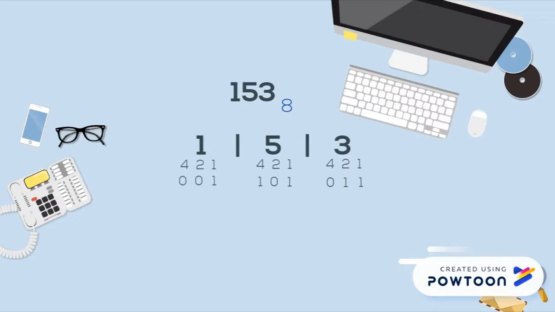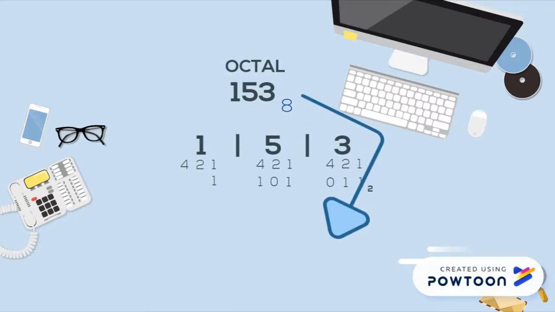Now disregard the first two zeros in the result since binary numbers have to start with 1. Then lastly, add the base of 2. And so the binary number equivalent of the octal number 153 is 1101011.